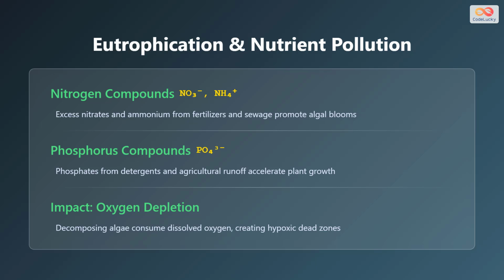Eutrophication is a process where water bodies become enriched with excess nutrients, leading to excessive plant and algae growth. Nitrogen compounds, particularly nitrate with the formula NO3- and ammonium NH4+, come primarily from agricultural fertilizers and sewage. These nutrients stimulate rapid algal growth, creating algal blooms that can cover entire lake surfaces. Phosphorus compounds, mainly phosphate with the formula PO43-, originate from detergents and agricultural runoff. Phosphorus is often the limiting nutrient in freshwater systems, so even small increases can trigger massive algal blooms.